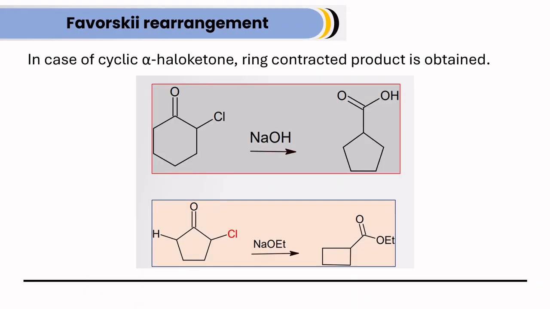One of the most important points in Favourski rearrangement which you have to remember is in the case of cyclic alpha haloketone. Here this is cyclohexanone. At the alpha position you have a chlorine. So in the case of cyclic alpha haloketone, the rearrangement is often followed by ring contraction. So you will get a carboxylic acid derivative which is ring contracted. This is a cyclopentanone derivative. Again we will get an ester which is a cyclobutane derivative.